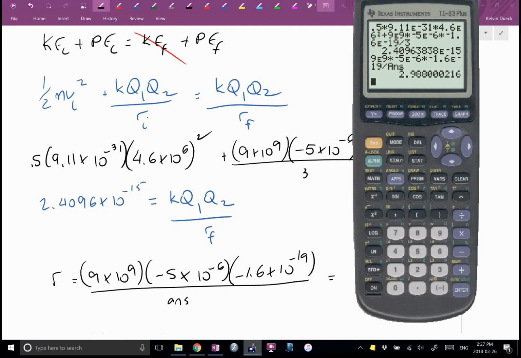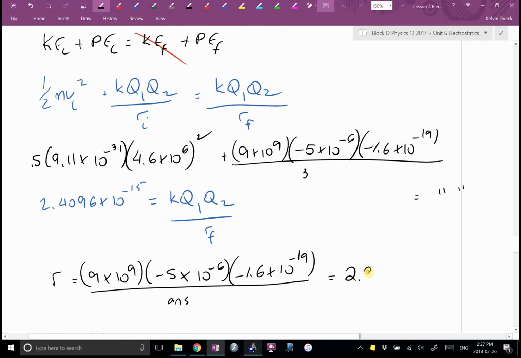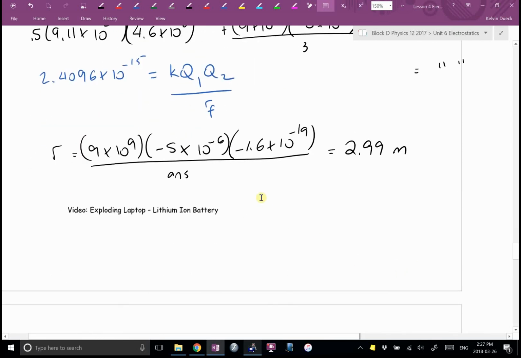It's like almost 3? So it's barely moving before it comes to a stop. So I should have added a power of 10 to my initial velocity, I think. Okay, I'll do that for next year. 2.99. Bad mental math by Mr. Dewick.